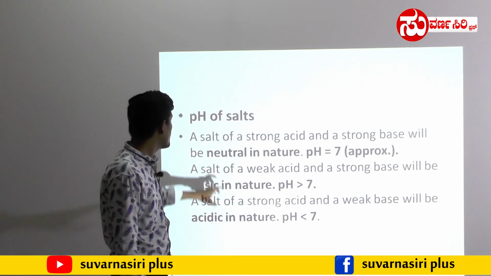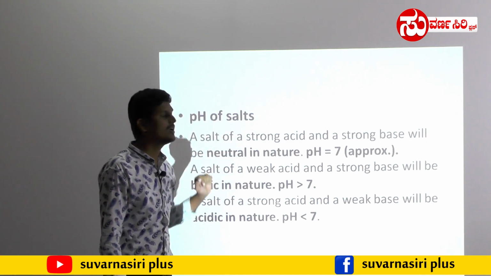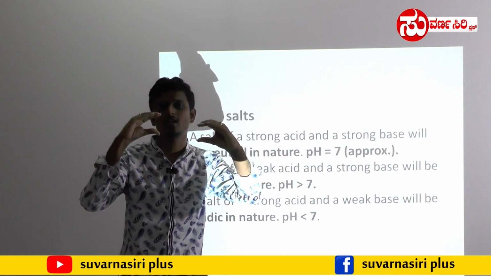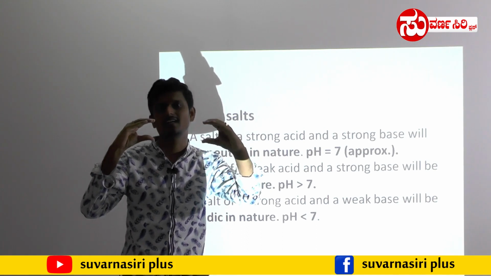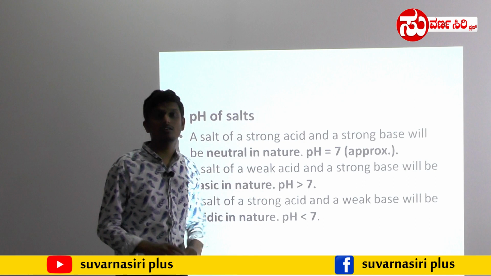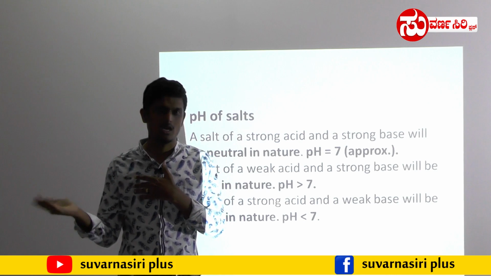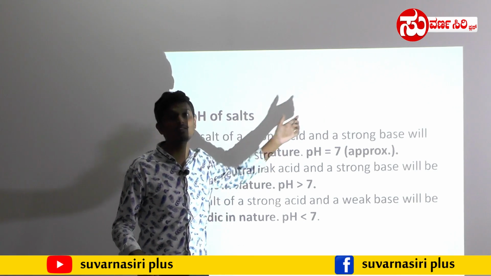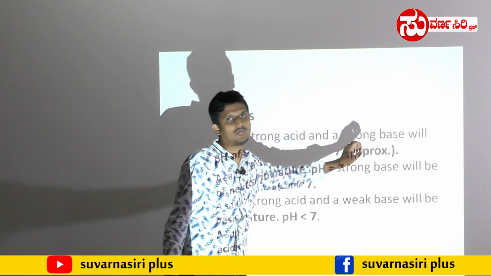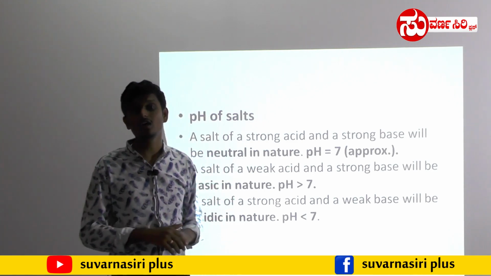A salt of a strong acid and a strong base will be neutral in nature. NaOH is a strong base and HCl is a strong acid. When a strong acid reacts with a strong base, definitely it forms a neutral salt, with pH approximately 7. Then students, you came to know that the salt we eat in our day-to-day life is neutral in nature.